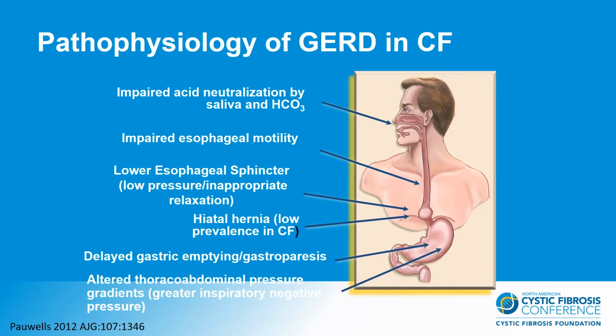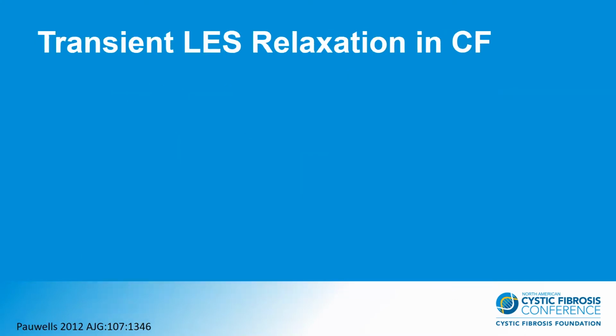Delayed gastric emptying can play a role in the pathophysiology of GERD and cystic fibrosis, as food and liquids can sit in the stomach and have a higher chance of refluxing. Altered thoraco-abdominal pressure gradients with greater inspiratory negative pressure also seem to be a major player in the pathophysiology of gastroesophageal reflux disease and cystic fibrosis.